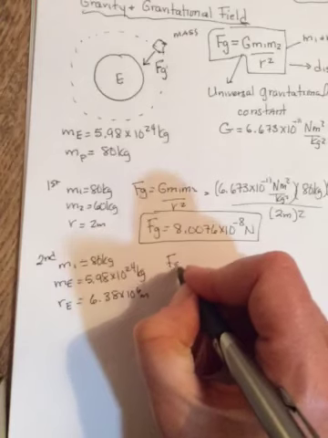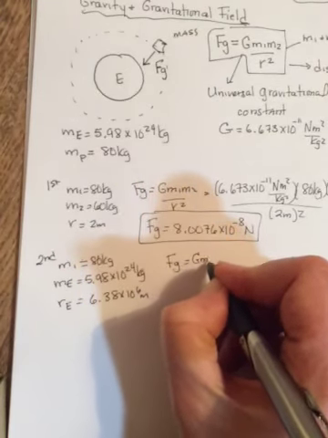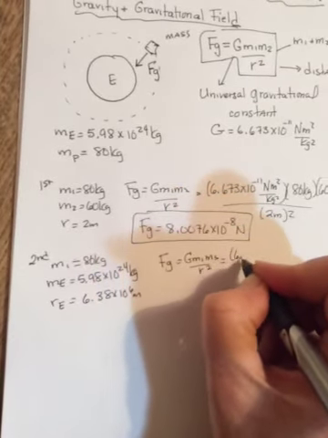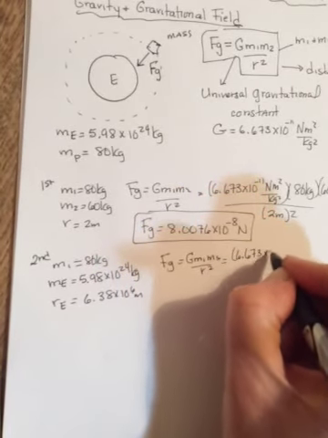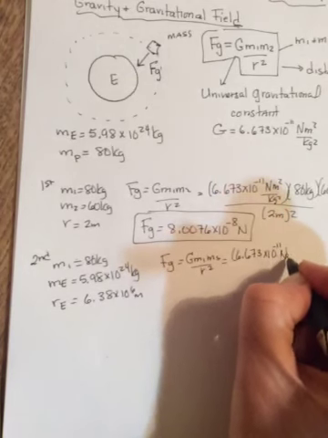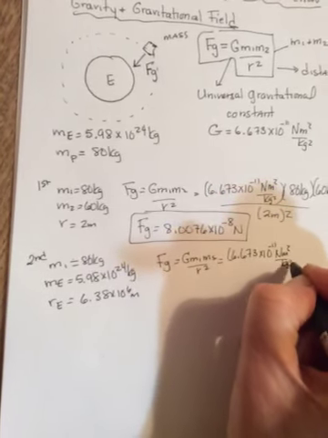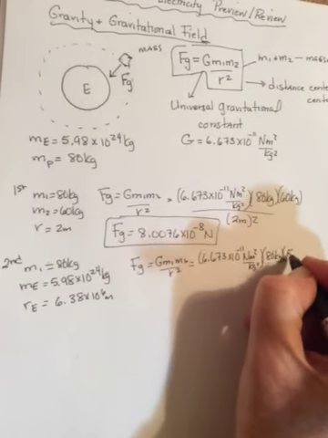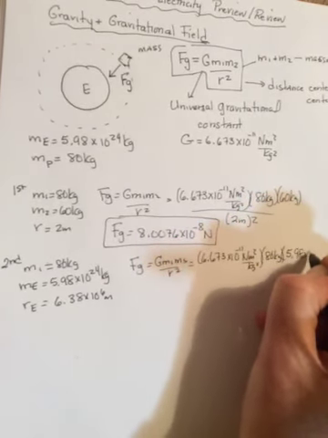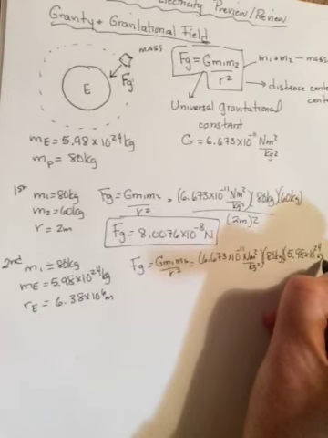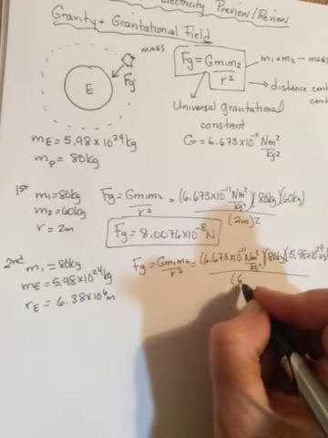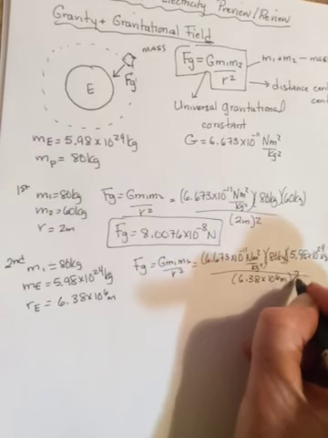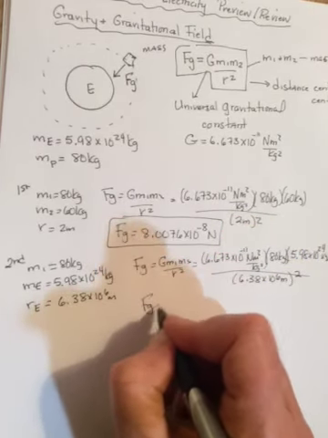And so now we do Fg is equal to G m1 m2 over r squared. So 6.673 times 10 to the negative 11 newton meters squared per kilogram squared. We keep the 80 kilograms. We do 5.98 times 10 to the 24th kilograms. And on the bottom, 6.38 times 10 to the 6 meters. Don't forget to square it.